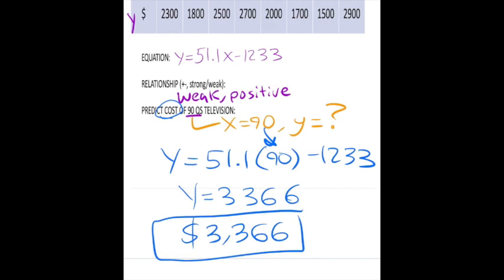If they were to give us a similar problem and give us the cost of a television and ask us to predict the quality score, they would be giving us a Y, not an X. So we would plug whatever number that was in for Y, and in that case solve for X instead. So it's a very similar process with a little bit different solving.